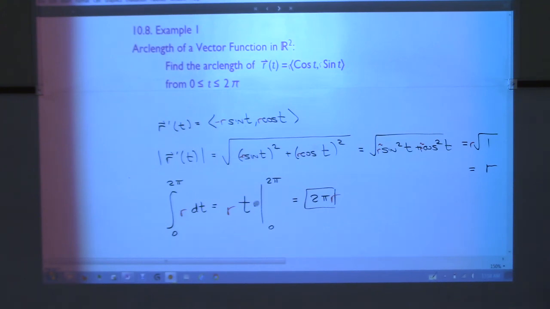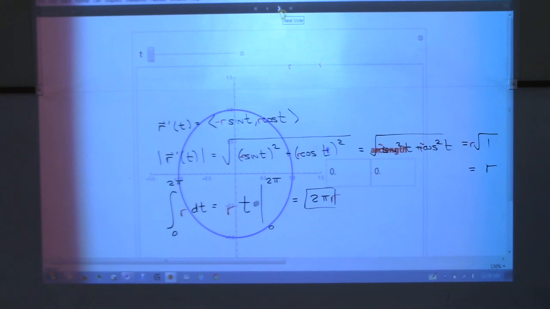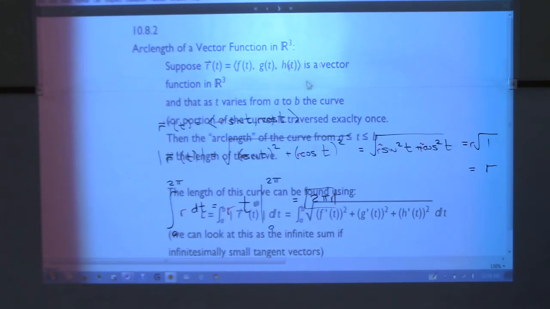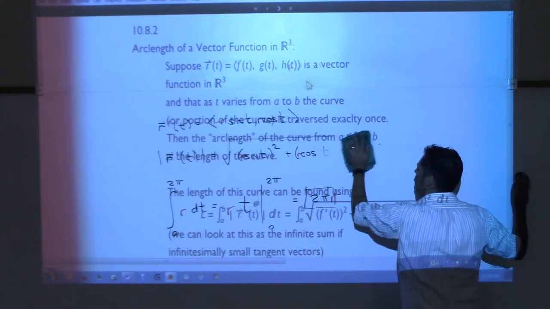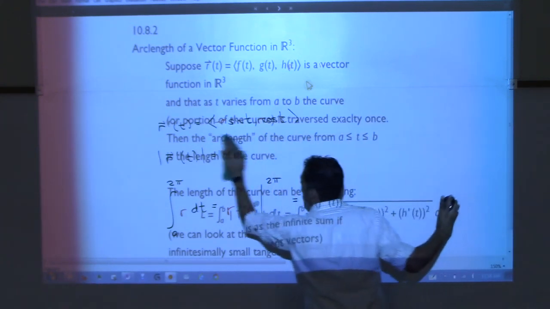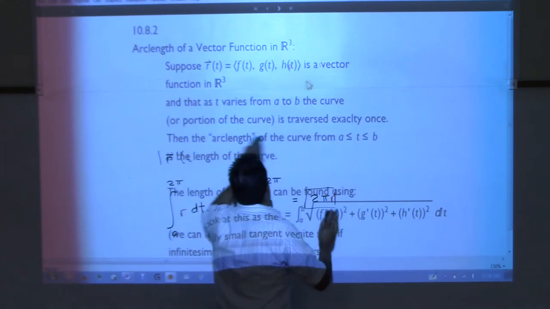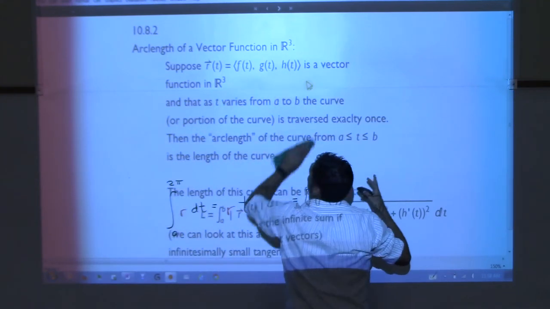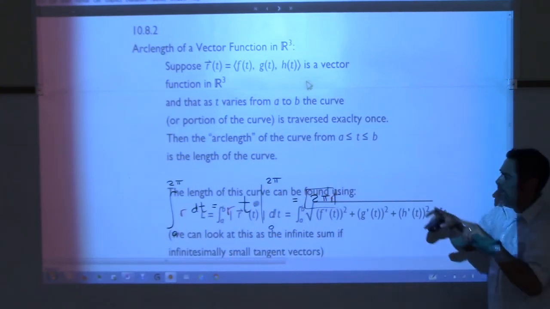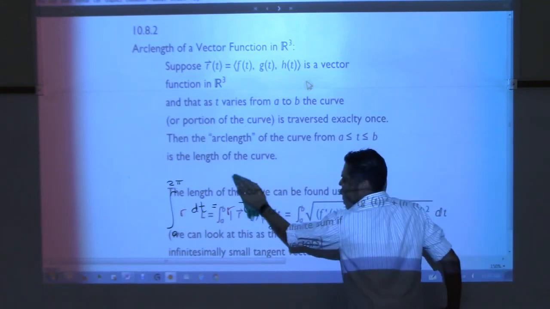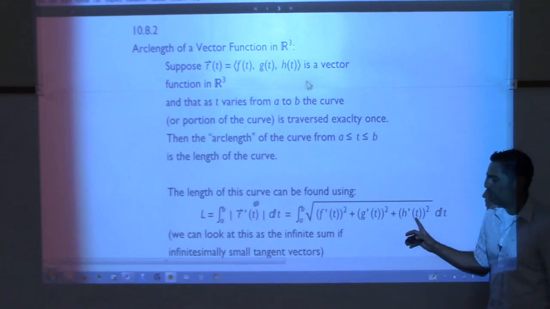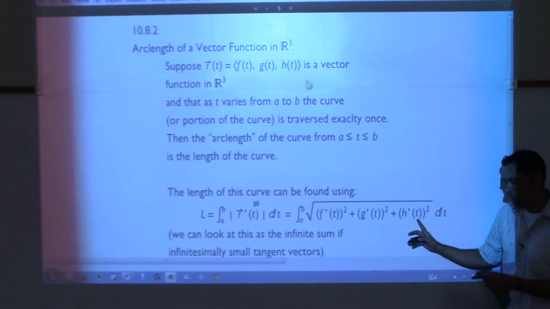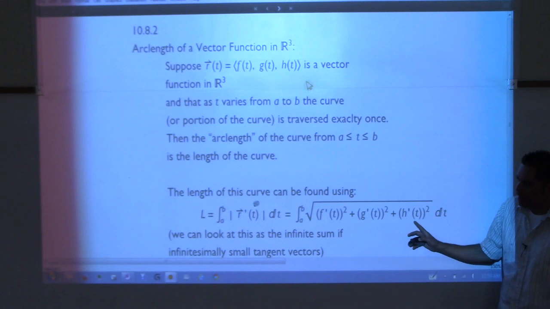Okay, cool. That's a picture. Now the same thing applies for three-dimensional vector functions. If you want to find the arc length of a three-dimensional vector function, you're going to have three component functions, f, g, and h. You're still going to need to limit your time between a and b. And the only difference here in the formula is that when you look at the magnitude of the derivative, you now have that third component squared in there. That's the derivative of the third component squared. And that's it.